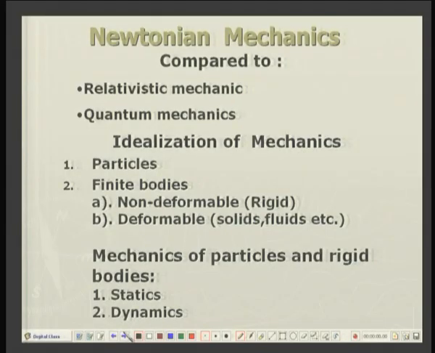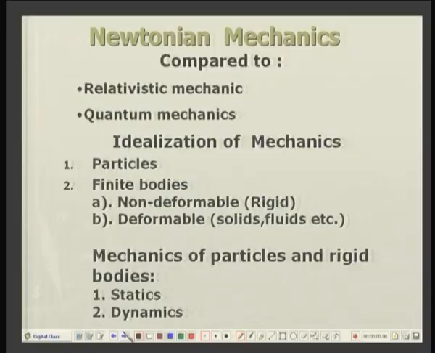On the other extreme, when the size of the bodies is very, very small, let us say on the size of molecules or atoms or even subatomic particles, then again Newtonian mechanics breaks down and we take help from quantum mechanics. We will not be discussing relativistic mechanics or quantum mechanics in the present course on Newtonian mechanics. Now, let us from now onward concentrate on Newtonian mechanics. Before I move further, it is very helpful to idealize certain concepts in mechanics, and I will be discussing the various idealizations which are made in investigations on mechanics.